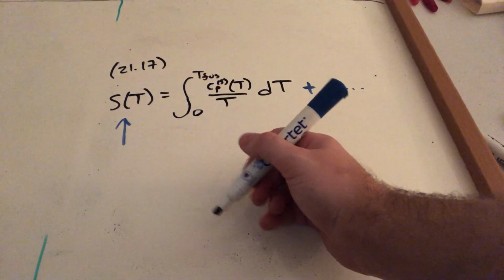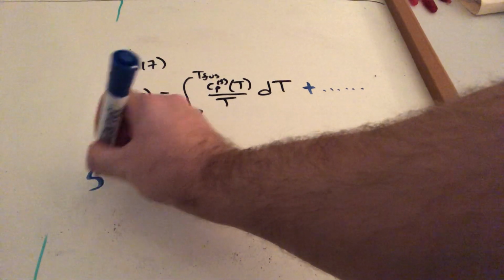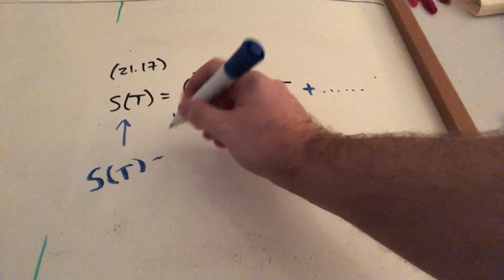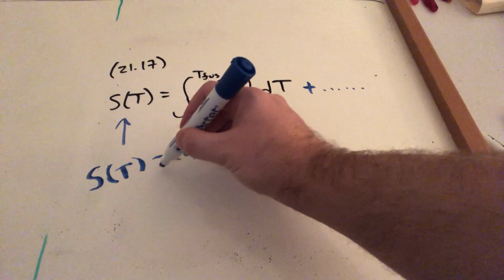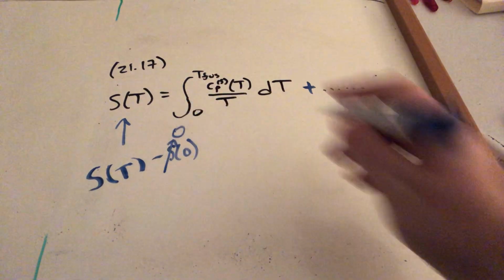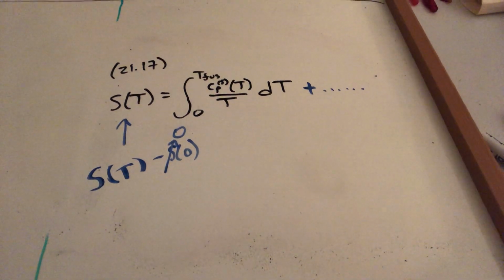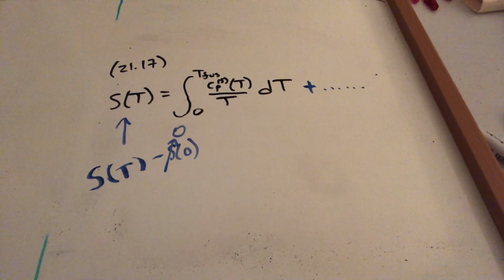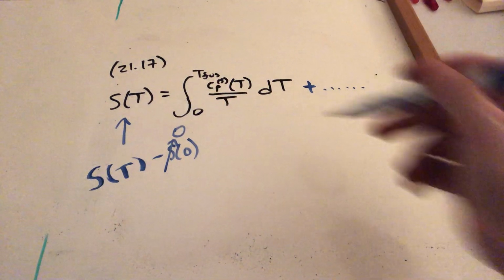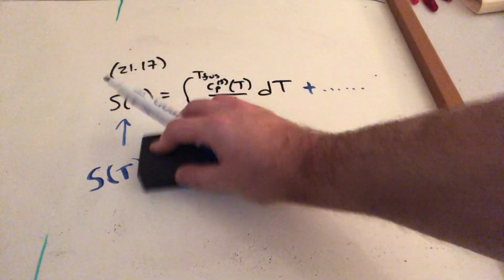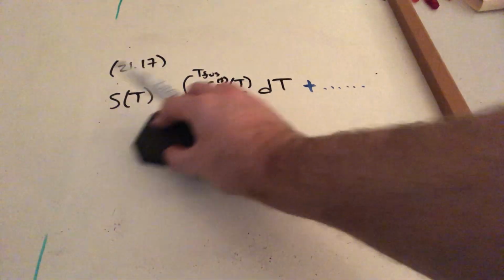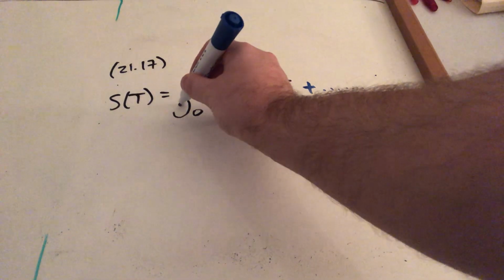Just as a quick little review, remember this is an absolute S of T. It was a delta S on this side, but S of T minus S of 0 gives us an S of T because we use the third law of thermodynamics, which tells us that S at 0 Kelvin is equal to 0. At 0 Kelvin, we have complete order. We have a disorder of 0, and so we actually get to calculate directly an S of T instead of a delta S at a certain temperature.